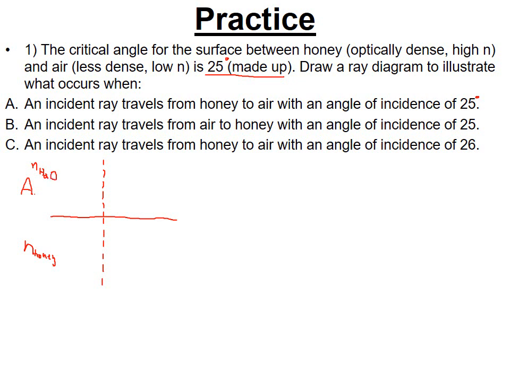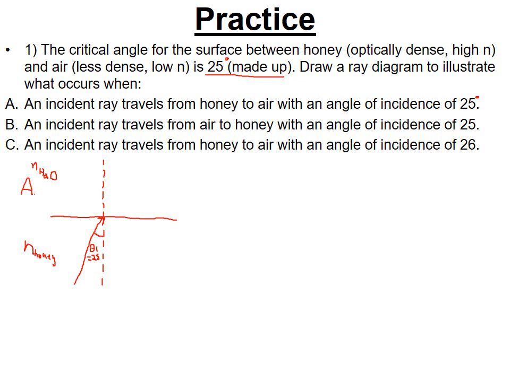You're told that the angle of incidence is 25 degrees and you're going from honey to air. You would measure this with a protractor from the normal, so my angle of incidence is 25 degrees. Make sure it connects where the normal meets the interface, and label this as 25 degrees. So theta I is 25.